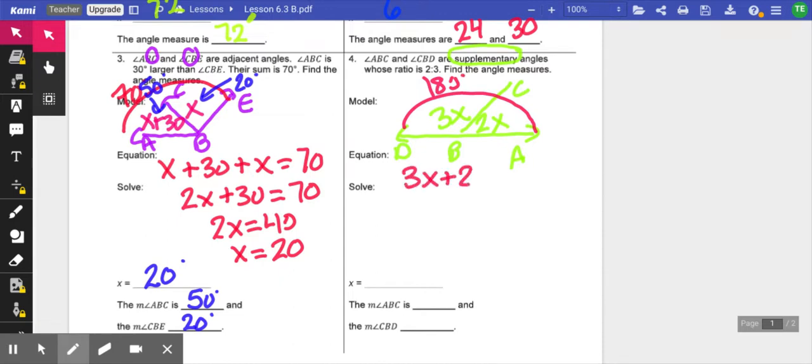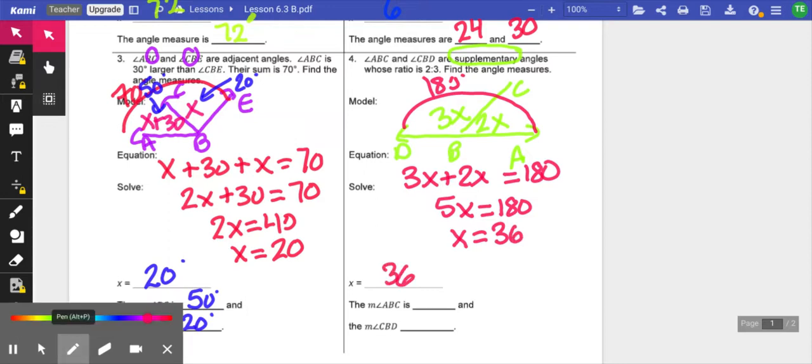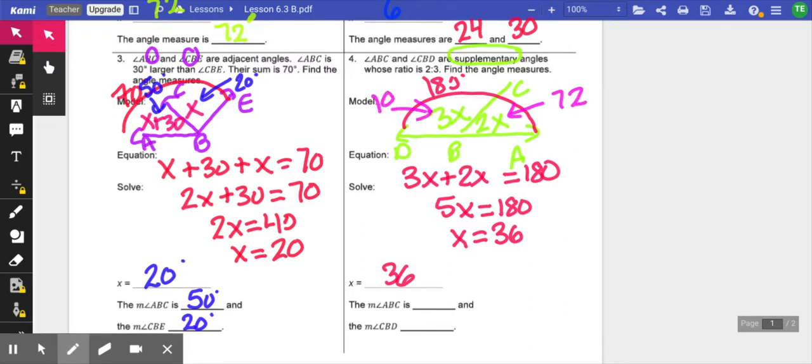3x plus 2x equals 180. Combine like terms. 5x equals 180. Divide by 5. X equals 36. So I get x is 36. Then I've got to plug back in. 2 times 36 is 72. And 3 times 36 is 108. And 108 plus 72 does add up to 180, so I know I'm okay.